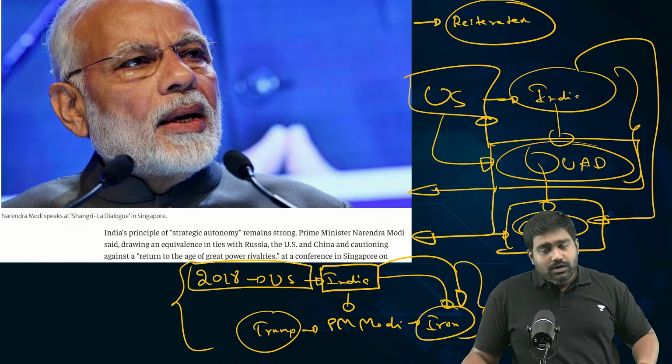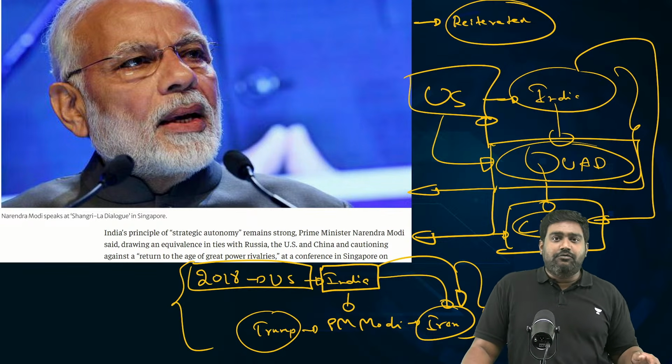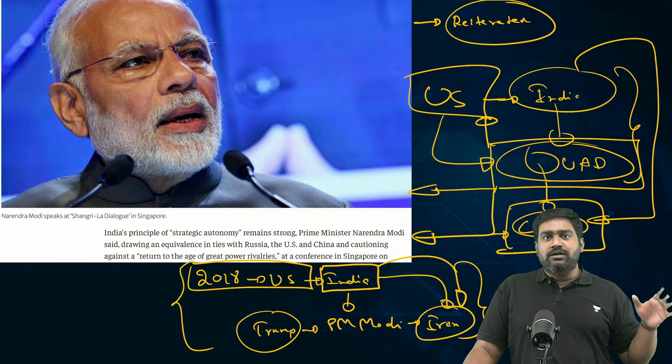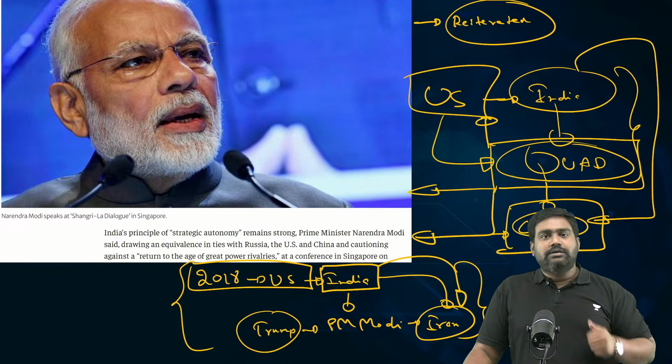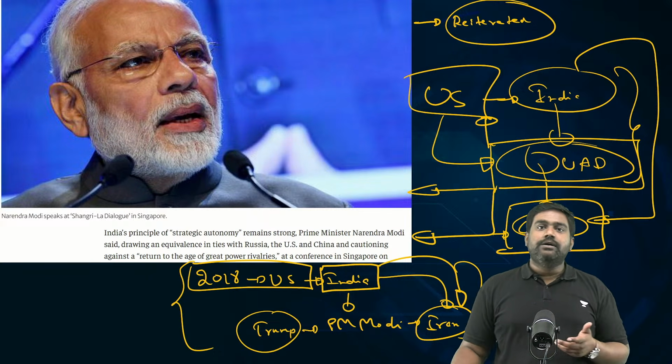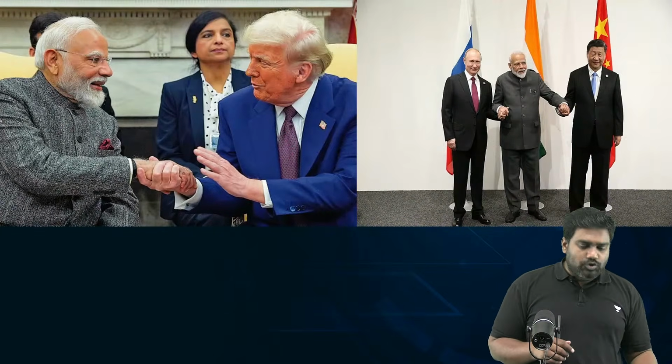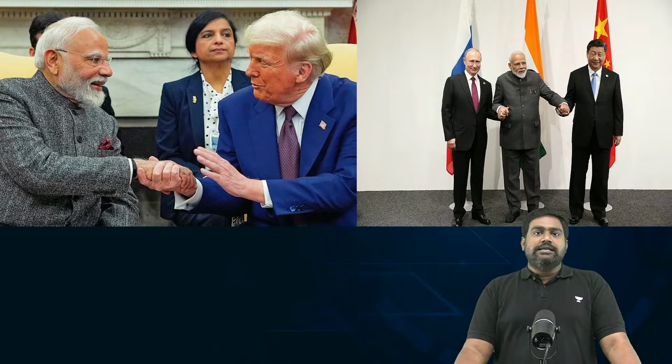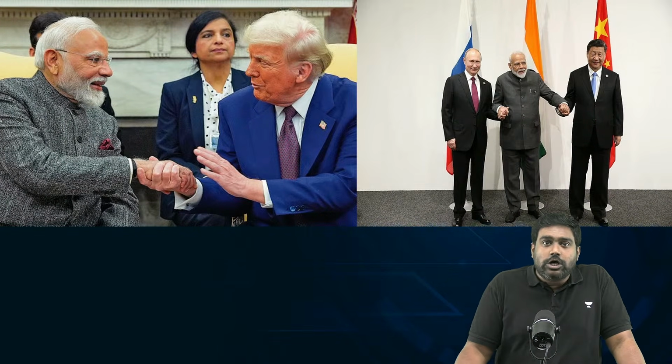Now, with Russia, we have again reiterated our independent foreign policy. We have ignored the American and Western pressure, maintained our ties with Russia. We have imported oil from Russia and ignored the sanctions, right? So, this independent approach of India is what we call the principle of strategic autonomy.